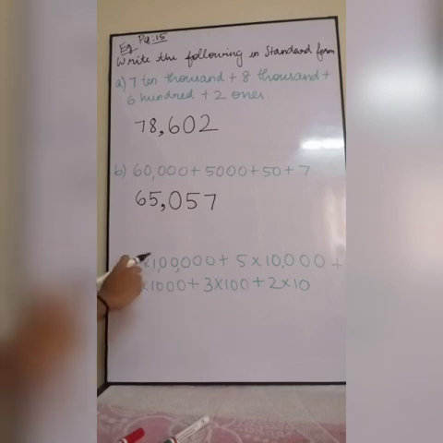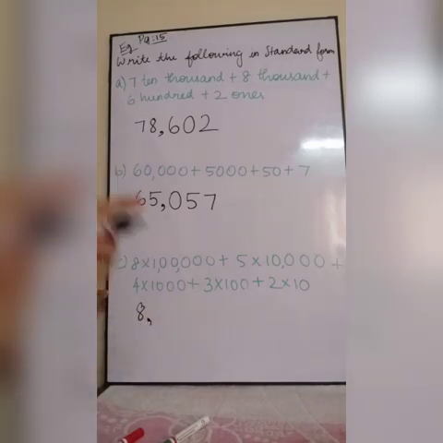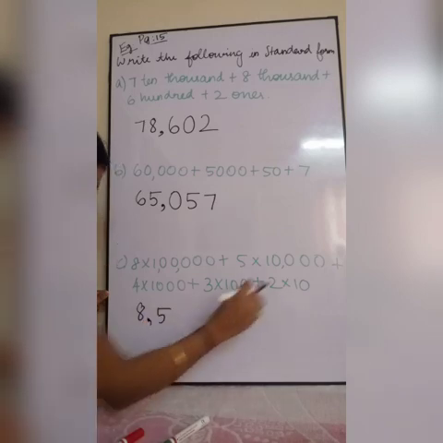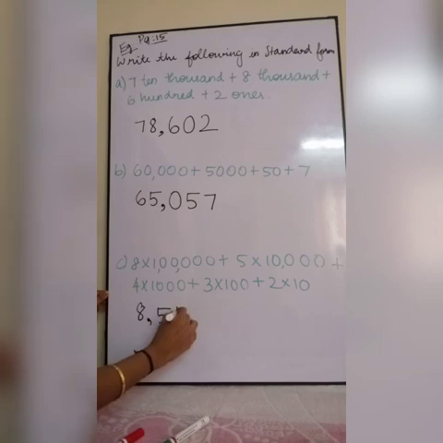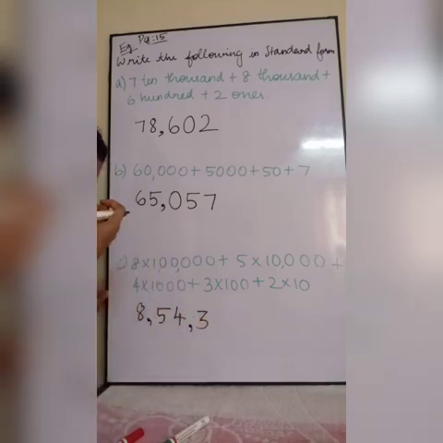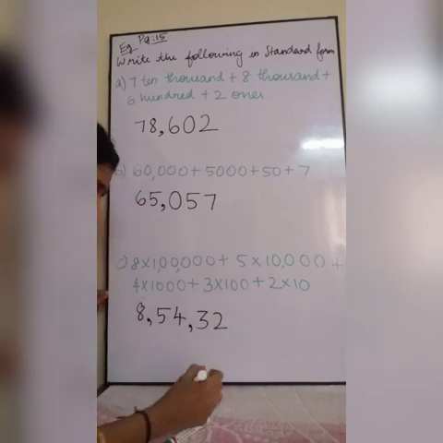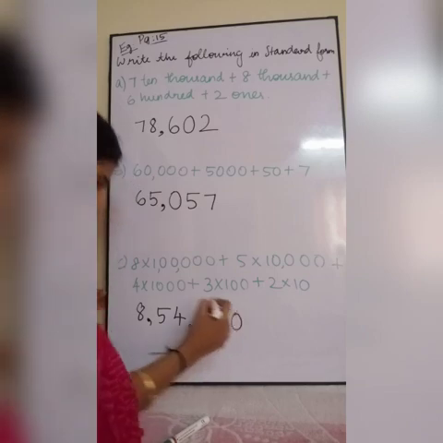Next, 8 into 1 lakh. So the lakh place is there. After that, what place should be there? The 10,000 place. So can I write this 5? Yes. After 10,000, the 1,000 place should be there. Is it there? Yes, so I am writing 4. After the 1,000 place, 100 should be there. Is 100 there? Yes, so I can write 3. After hundreds, the tens place. Is the tens place there? Yes. After the tens place, the ones place. Is there any ones place? No, so you can put it as 0.